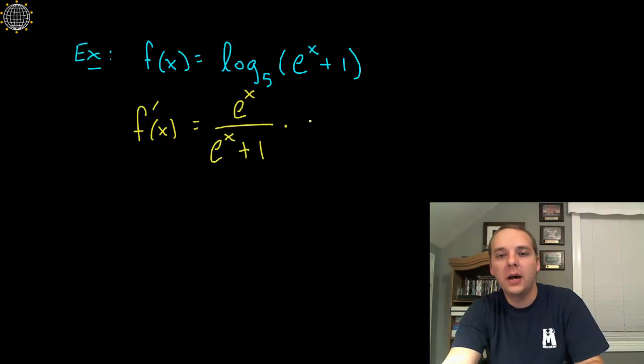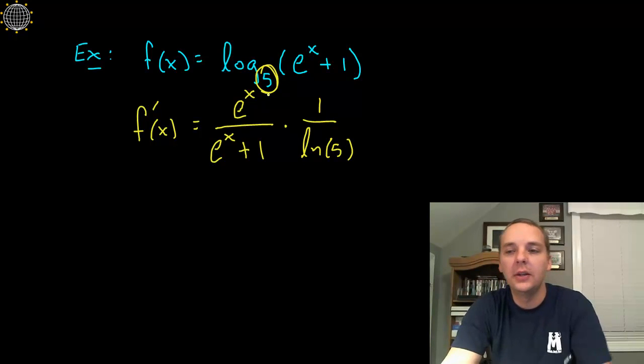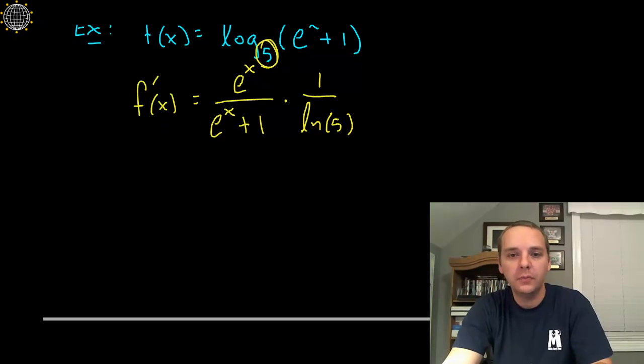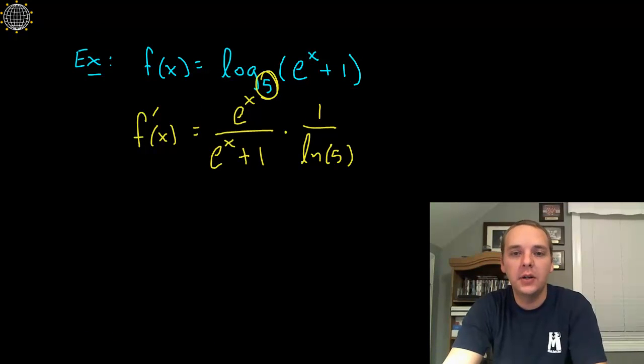All right, followed by 1 over natural log of 5, being that this base was a little different than a natural log function. Okay, and that's it. There's really not a whole lot more to it than that.